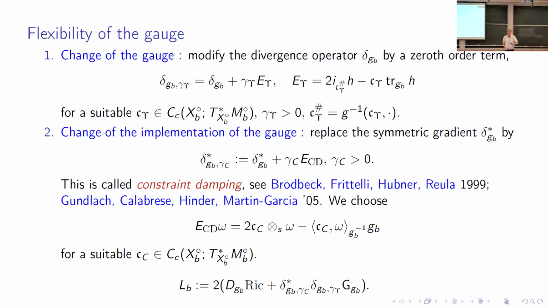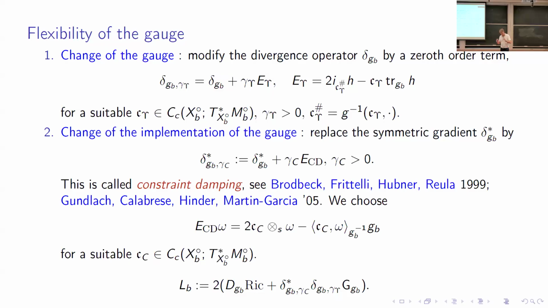You can change the gauge, and this is changing the divergence operator. So what does a divergence operator do? It takes a symmetric 2 tensor and makes a 1 form. So we add something here with a small constant, but otherwise the same thing, okay? So this is where we change the gauge. So there's some flexibility. This C epsilon is a compactly supported 1 form.